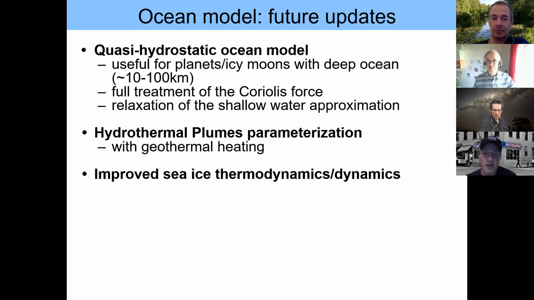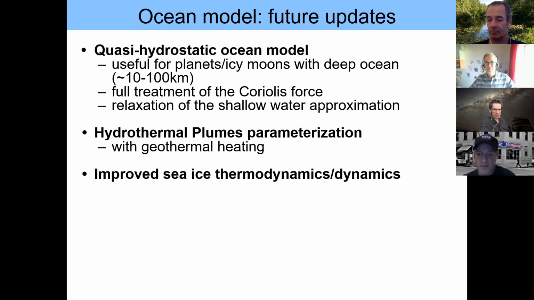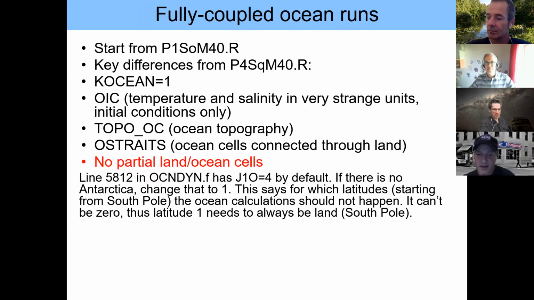Tony, I just wanted to mention one thing that you had in the red about no partial land or partial cells for land or ocean. Basically, ocean doesn't support partial cells. If there is ocean in the cell, it should be a full cell of ocean. On the other hand, land can actually support partial cells. Usually you wouldn't see that, because it's either land or ocean.